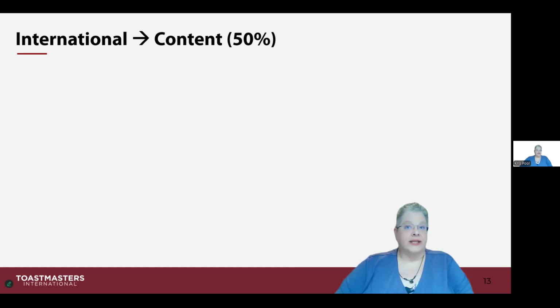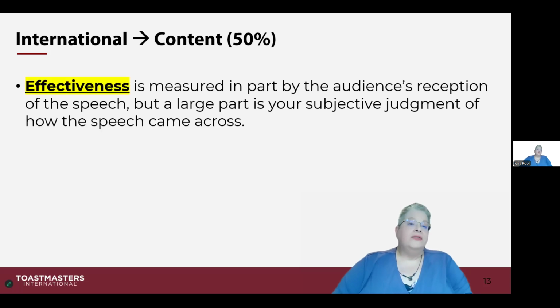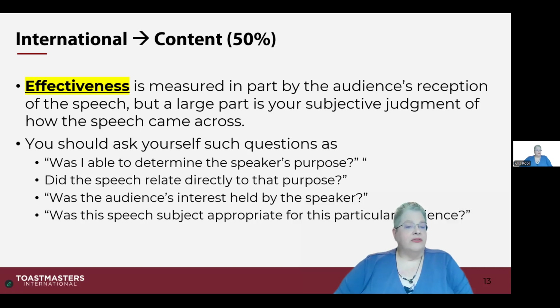The next breakdown area is the effectiveness. The effectiveness is measured in part by the audience's reception of the speech, but a large part of it is your subjective judgment as to how the speech came across. Ask yourself these questions. Was I able to determine the speaker's purpose? Did the speech relate directly to the purpose? Was the audience interest held by the speaker? And was this speech subject appropriate for this particular audience? You can score up to 10 points in this category.